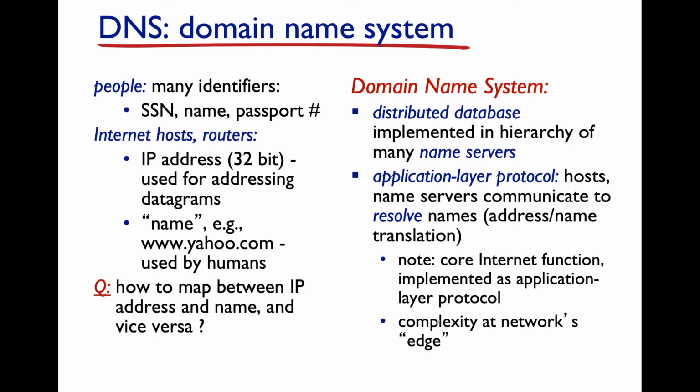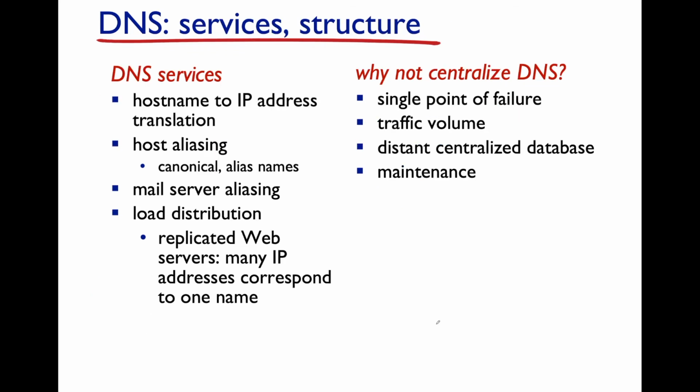And the beauty of keeping domain name system as an application is that you can push this complexity to the edges of the network and continue to keep the network core very, very simple. If you can keep it simple, with a few moving parts, you can make it very, very fast. And so what does DNS service do? It maps host names to IP addresses, so it provides a translation service.